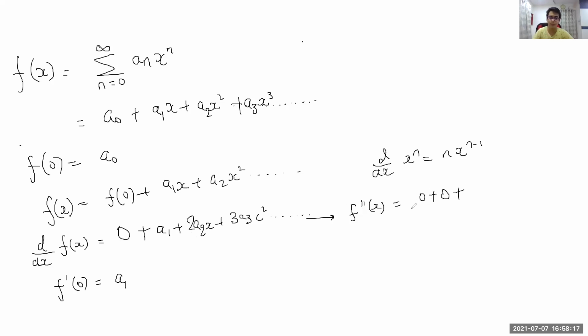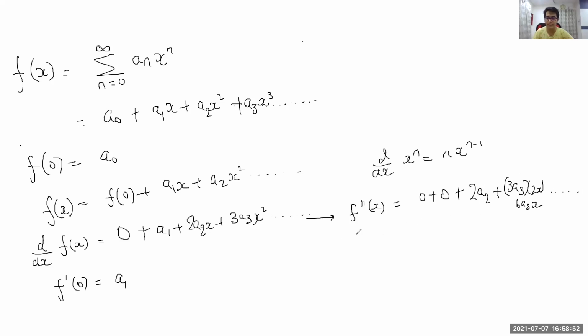And now 2a2 times x. Now again, the derivative of x is 1, and by the product rule, it's just going to be 2a2 here. And again the derivative of x square now is 2 times x, so that just comes down and you get 3a3 times 2x by the product rule, and that's just going to be 6a3x, and you can just go on in this manner. And now you see that everything after this will have an x in it.